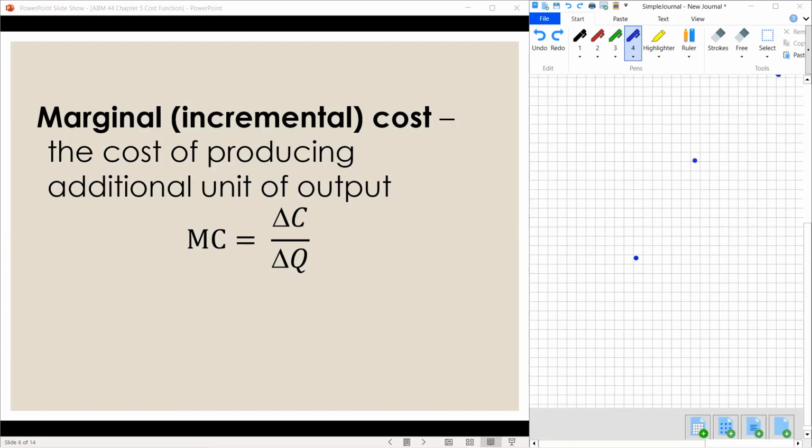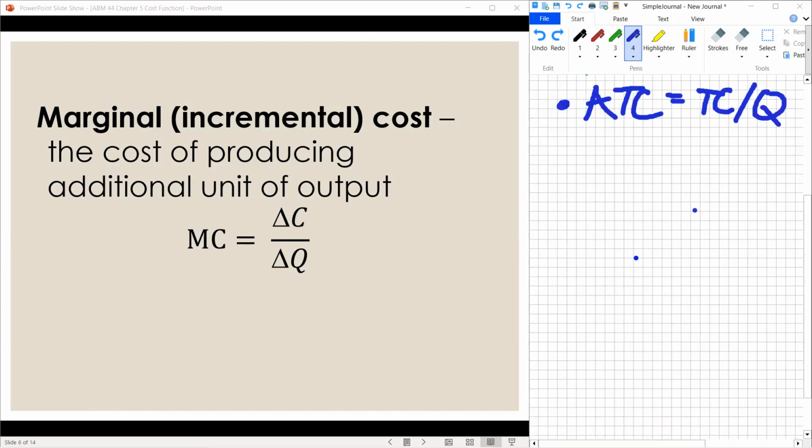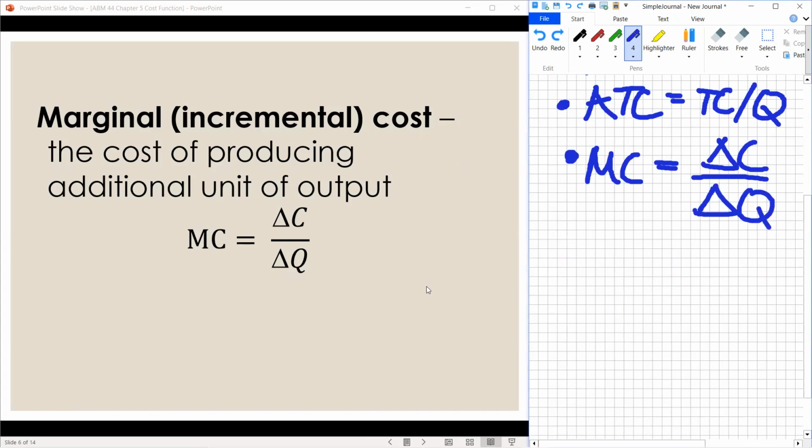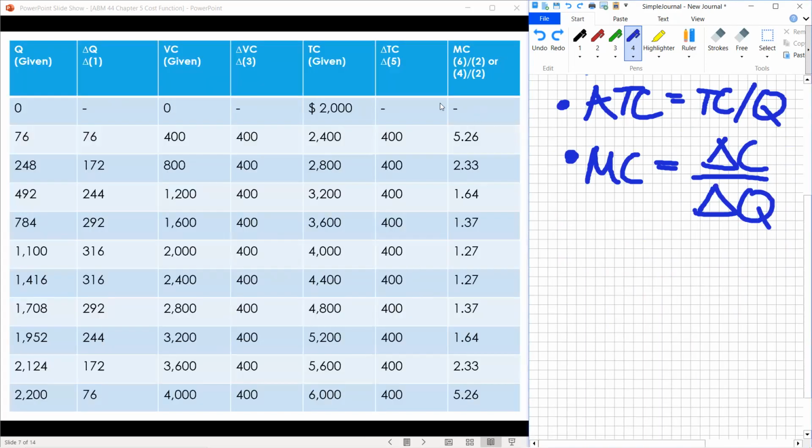The usual formula for marginal cost, let's write it here first. MC is the percent change in cost over the percent change in quantity. Let's try to solve our MC here. As you can see, we are given the quantity, the variable cost, and the total cost.